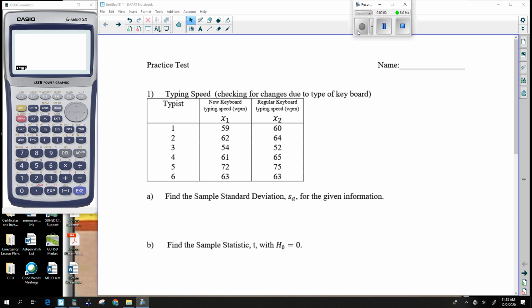All right, here we go. This is the practice test of Unit 10. And so we begin with this problem right here.